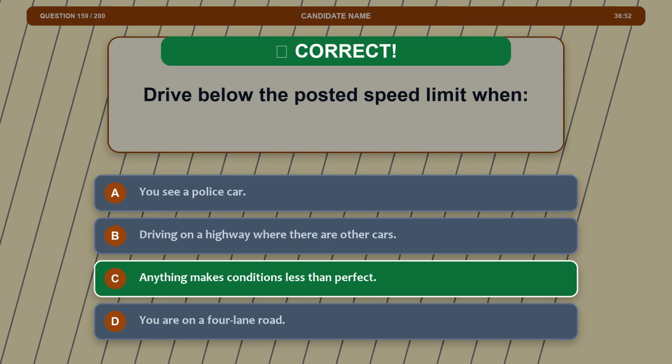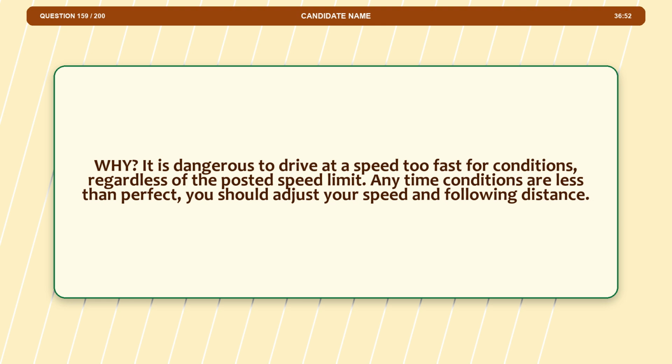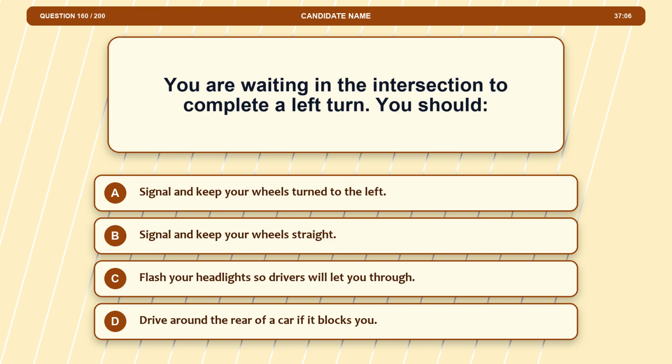The correct answer is option C. Anything makes conditions less than perfect. Explanation. It is dangerous to drive at a speed too fast for conditions, regardless of the posted speed limit. Anytime conditions are less than perfect, you should adjust your speed and following distance. Question 160. You are waiting in the intersection to complete a left turn.